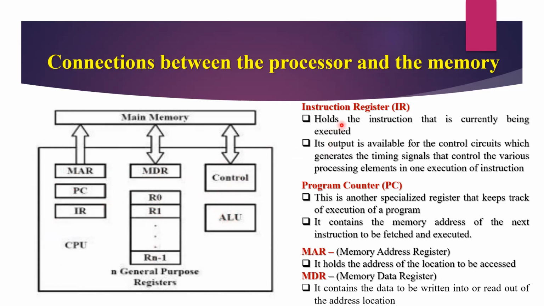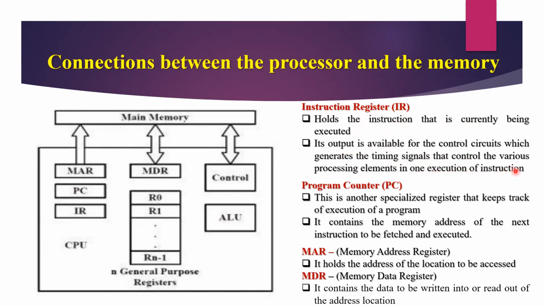First, what is IR? IR is the instruction register. It holds the instruction that is currently being executed. So whatever instruction is ready to execute will be available in the instruction register. Its output is available to the control circuit, which generates the timing signals that control the various processing elements involved in the execution of the instruction.